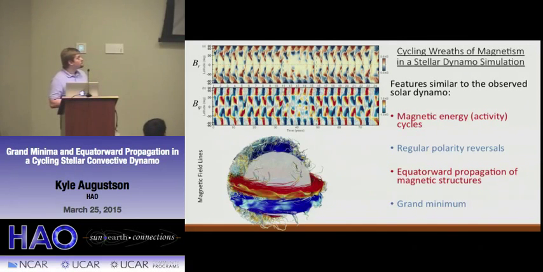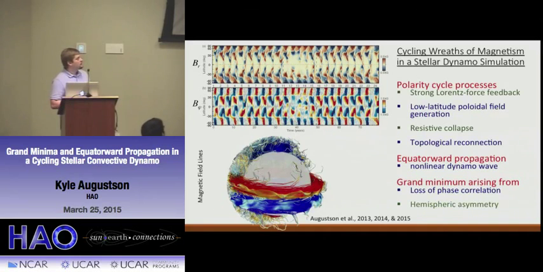Okay, so just back to the basic features of this model. You have regular magnetic energy cycles, regular polarity reversals, equatorward propagation of structures, poleward migration of features, something that's kind of like a grand minimum. And I will leave it there.